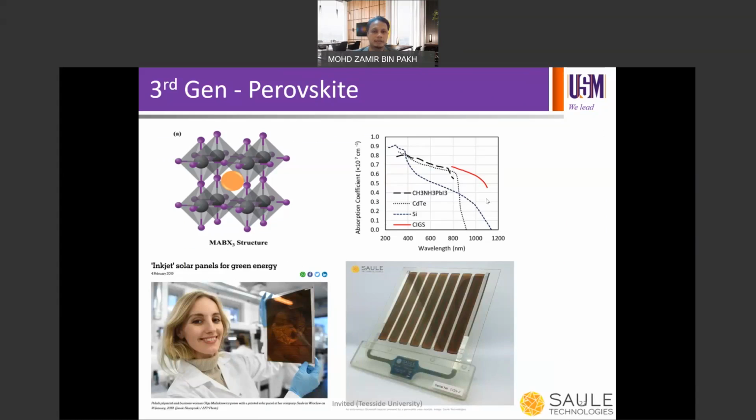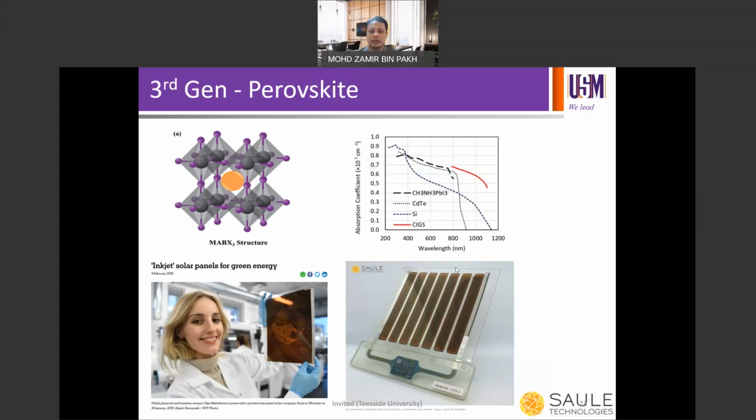So this is another example of a third generation perovskite cell. This is the one commercialized by Solar Technologies in Poland. You can see the solar cell is prepared on plastic substrate on the left and on glass substrate on the right. Okay. And the structure is based on methyl ammonium, or we call it MABX3, where the conventional perovskite technology uses methyl ammonium lead iodide structure, MABX3.